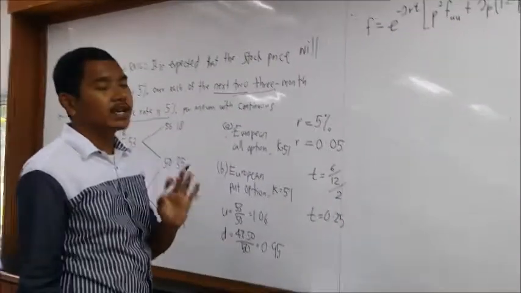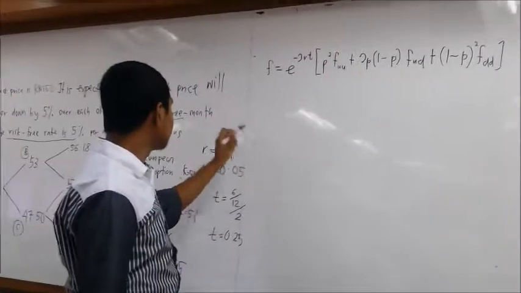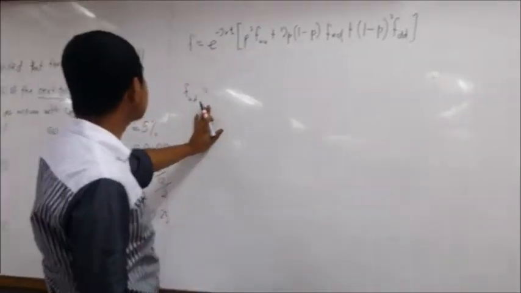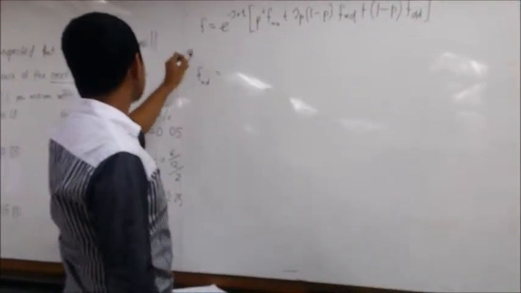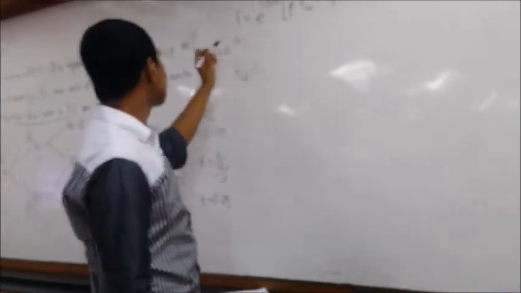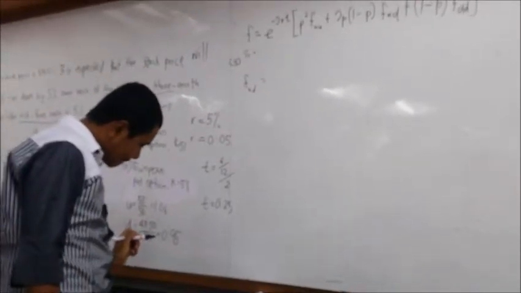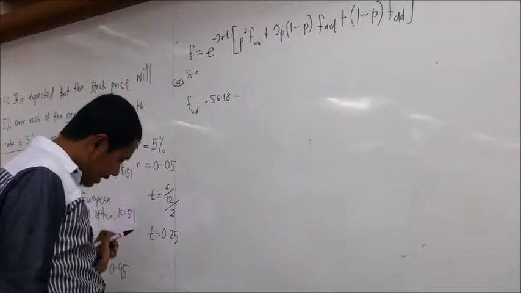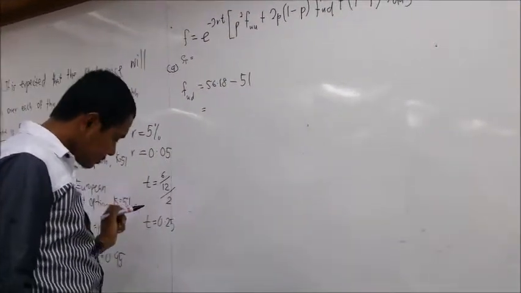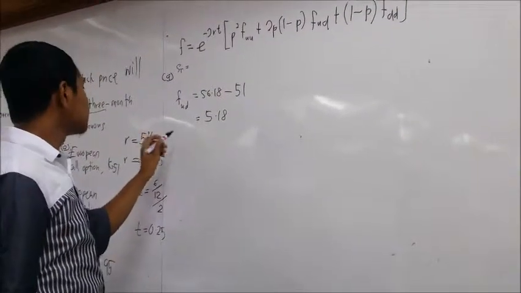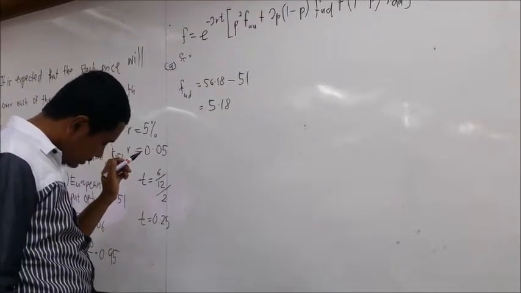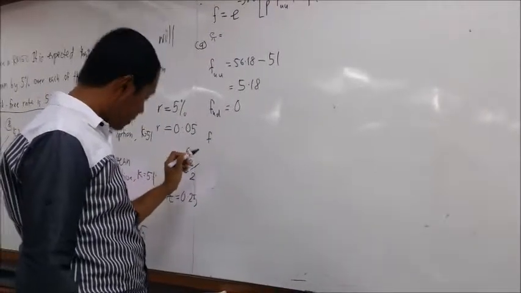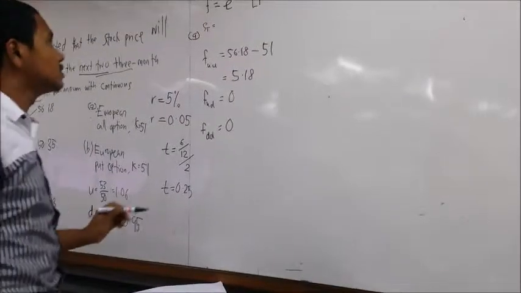Next, f_uu, f_ud, and f_dd. Because A is the call option, we take the stock price minus the strike price. For f_uu, the stock price is 56.18 minus the strike price 51, and we get 5.18. So this is f_uu. For f_ud we get 0, and f_dd is also 0. So we already have all the information.